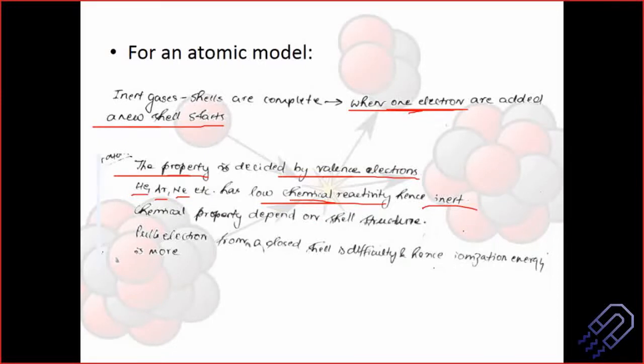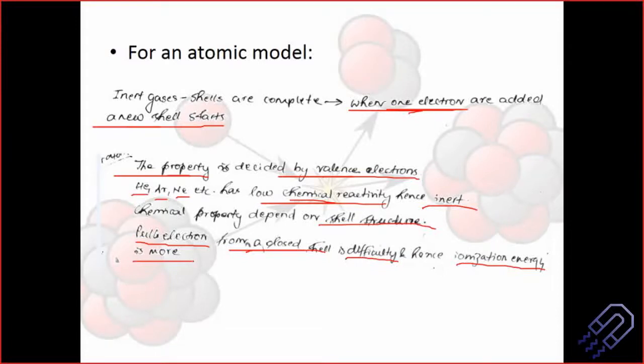This chemical property depends on the shell structure, how the electrons are arranged, and which shell we are talking about. This is an important part. If it is a closed shell, the electrons are tightly bound to the system, and if you want to take out an electron from that shell it is a bit difficult, because you need to put in a lot of energy, and that energy is called the ionization energy. So if it is a closed shell, the ionization energy will be more.